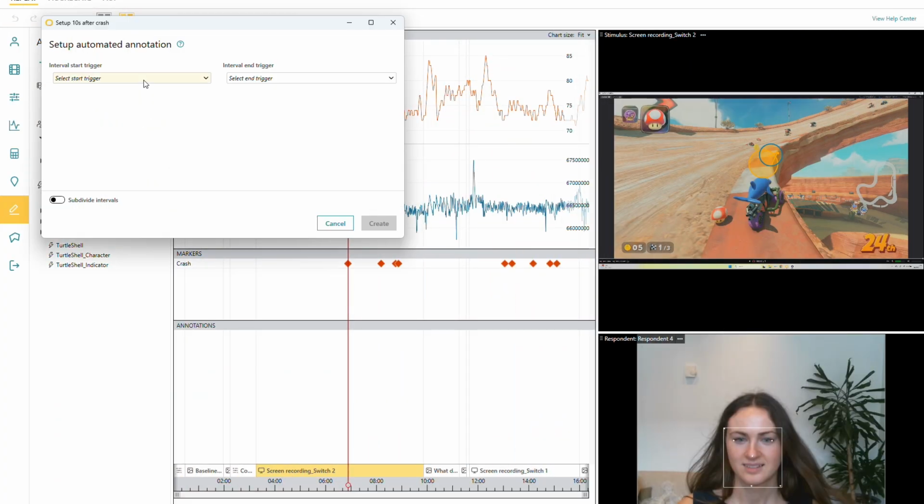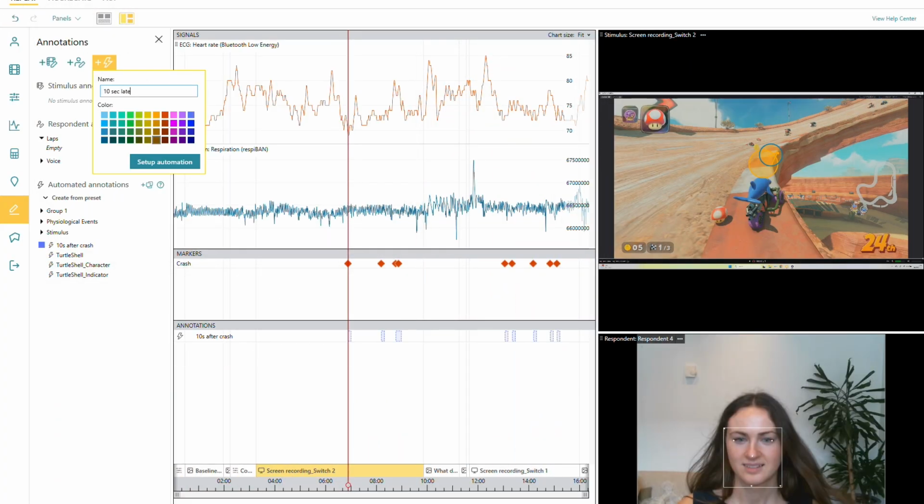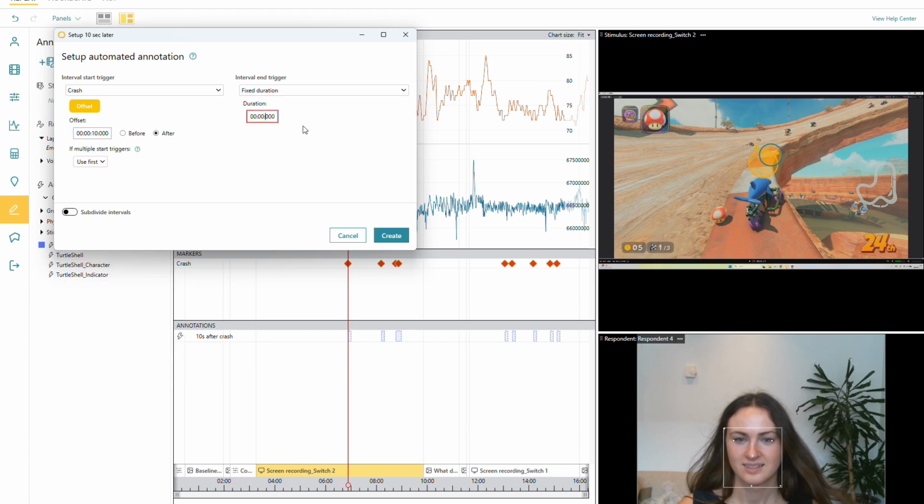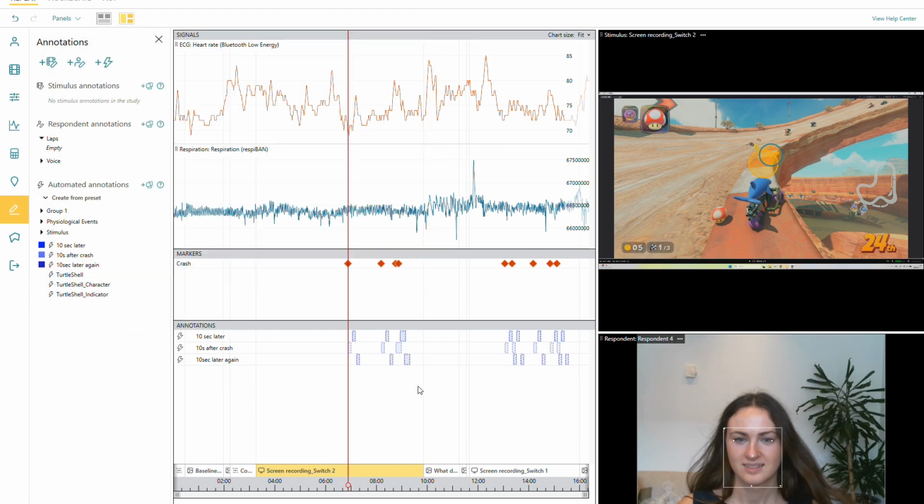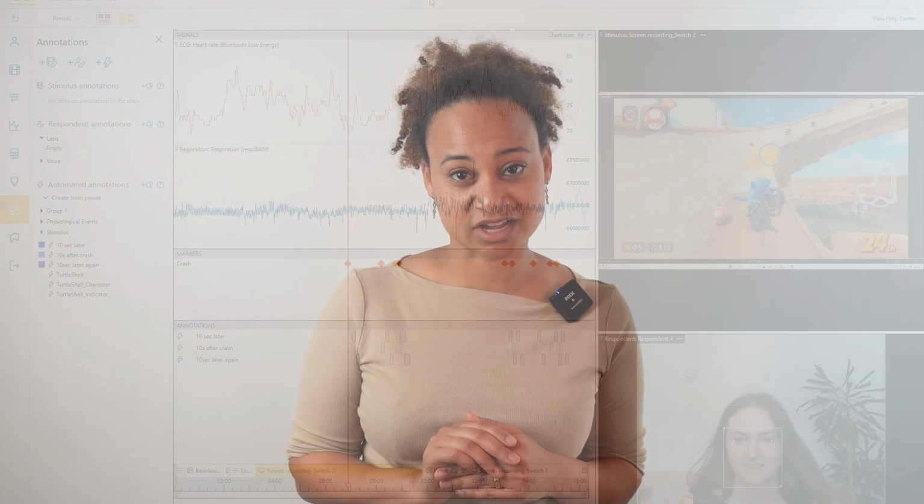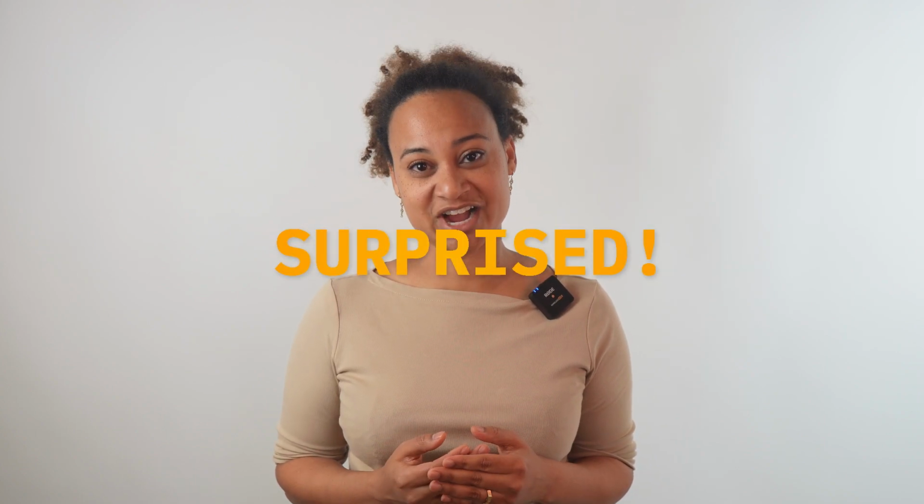Remember the auto annotations we discussed earlier? I can also use auto annotations to annotate a specific interval of time before and after the crash. In this case, I can indicate a time interval of 10 seconds and focus on respiration and heart rate events in this time period. If the person crashed, did not see the obstacle, and then gasped or experienced a change in heart rate, I can pretty confidently conclude that the player was surprised.